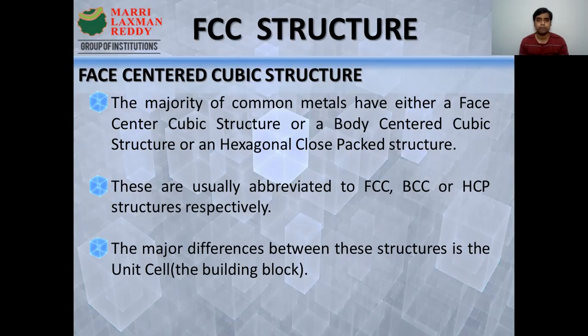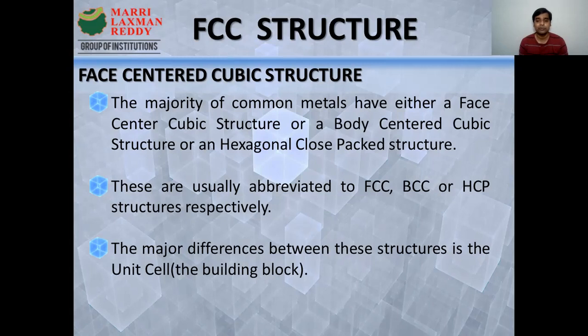Right now, we are going to discuss crystalline solids. In the first chapter, we are discussing structures of metals and alloys. Now we are discussing metal structures. Almost all metals are crystalline in nature. The majority of common metals have FCC structure, BCC structure, or SCP, which is a closely packed structure.